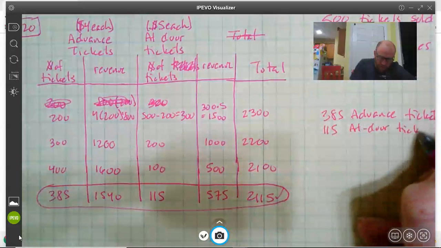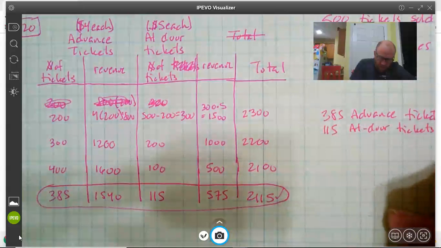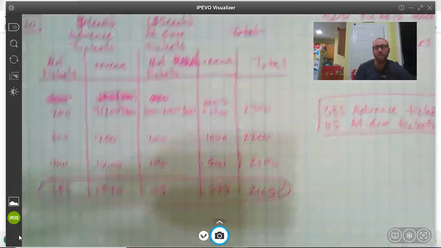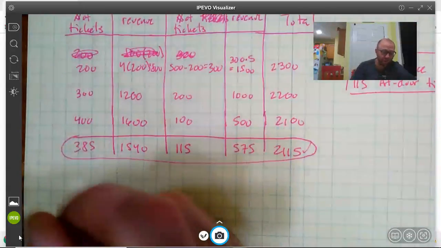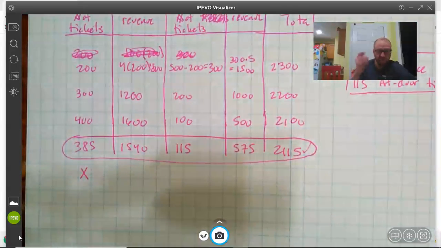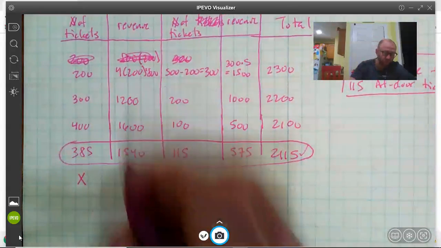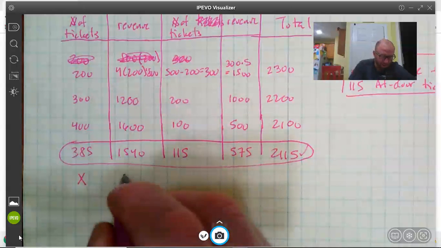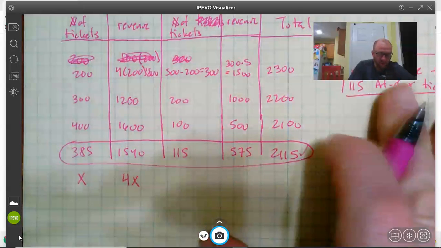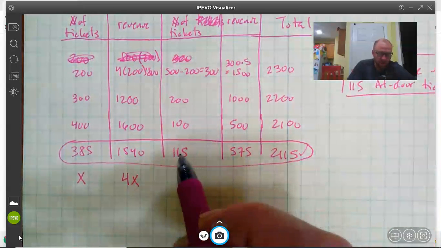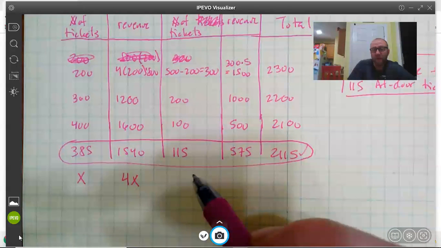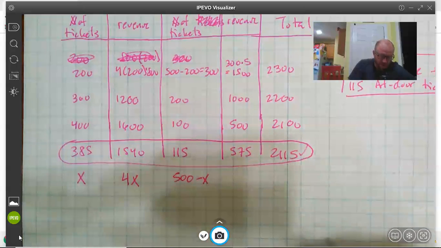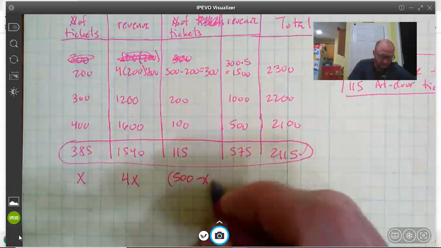at door tickets sold. Now, we want to look at how to do this using an equation instead of this guess and check process. So if we call the number of advanced tickets sold X, the revenue brought in by them, well, what did we do with X? We multiplied it by 4, because it was $4 each. So that would be 4X. At the door tickets, well, that was what was left out of the 500. So this would be 500 minus X.